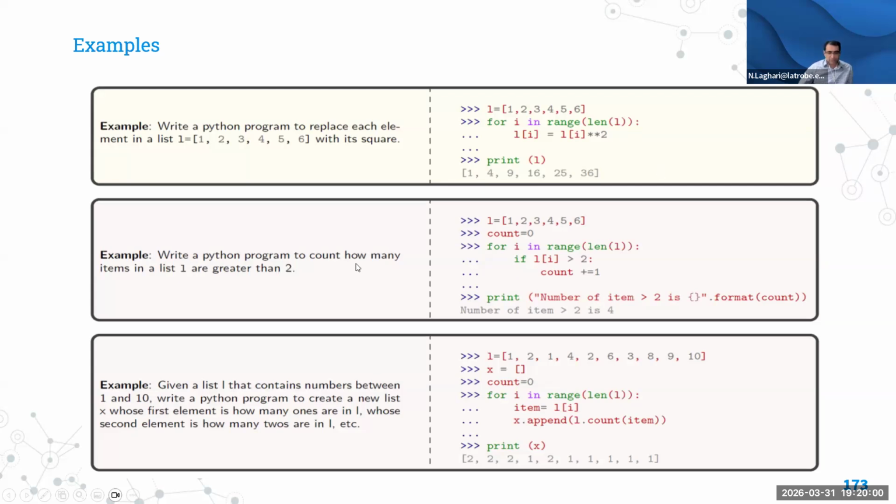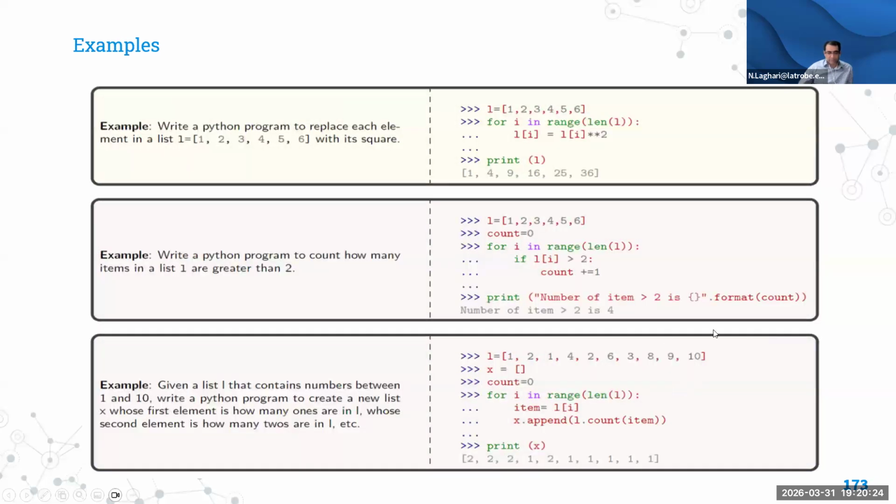Okay, write a program to count how many items in a list L are greater than 2. Here you are filtering, so you want to count if a list item is greater than 2. You have the count variable which is counting, and you can print that.